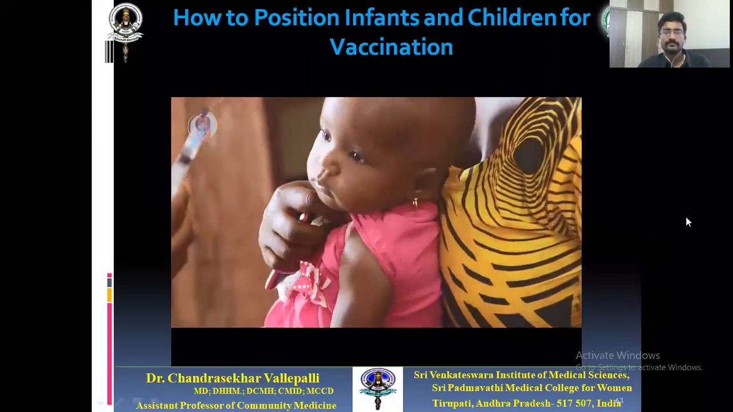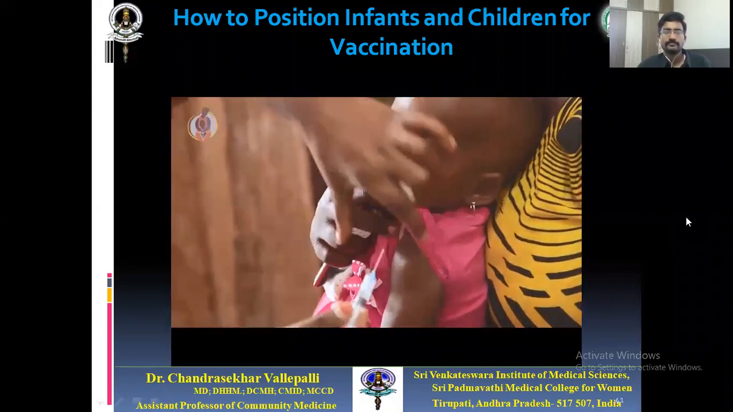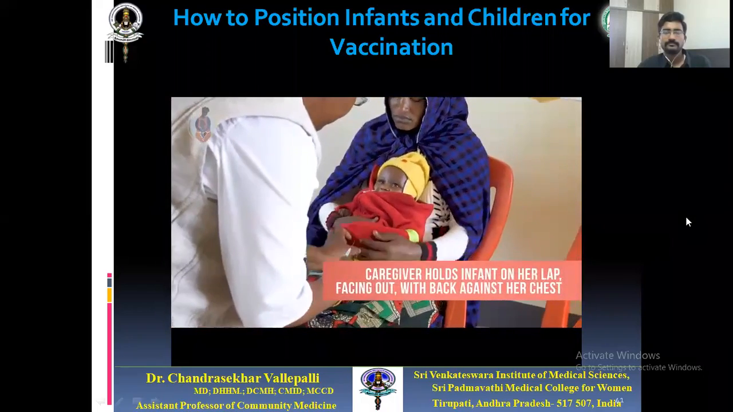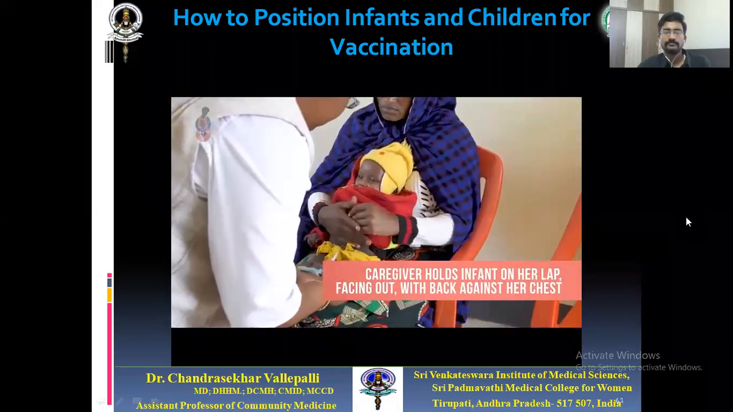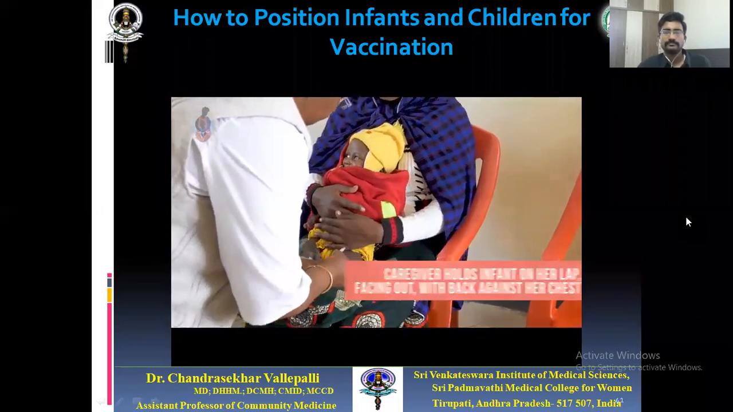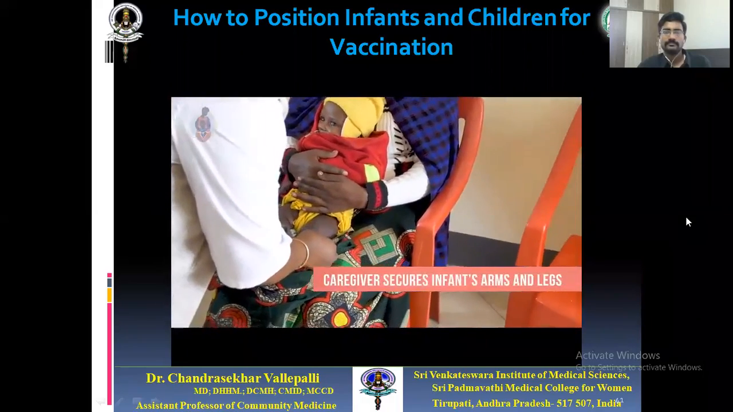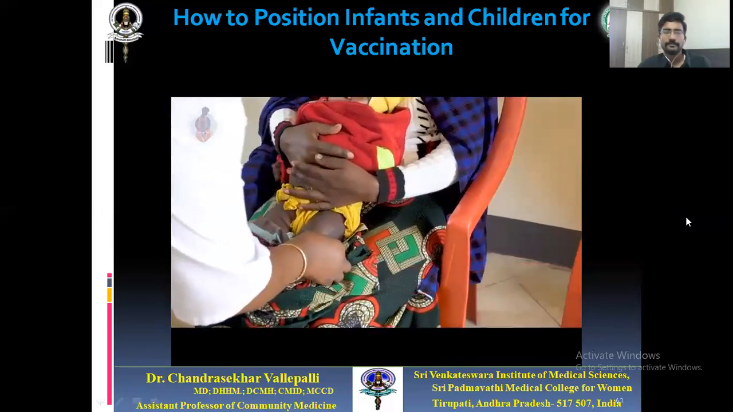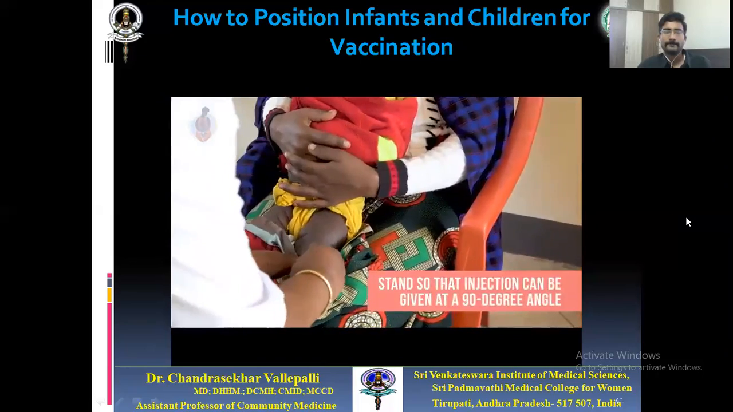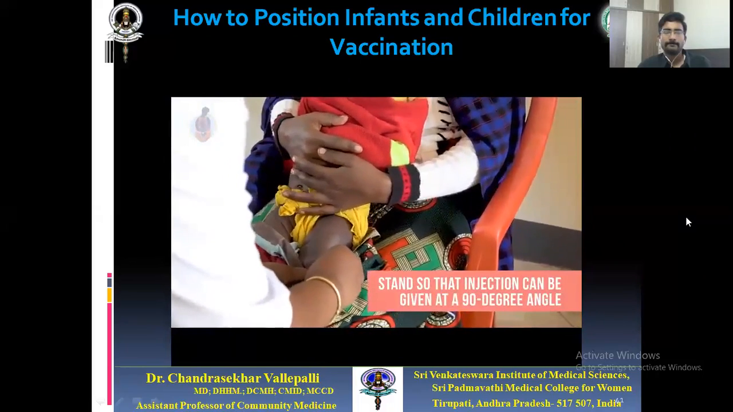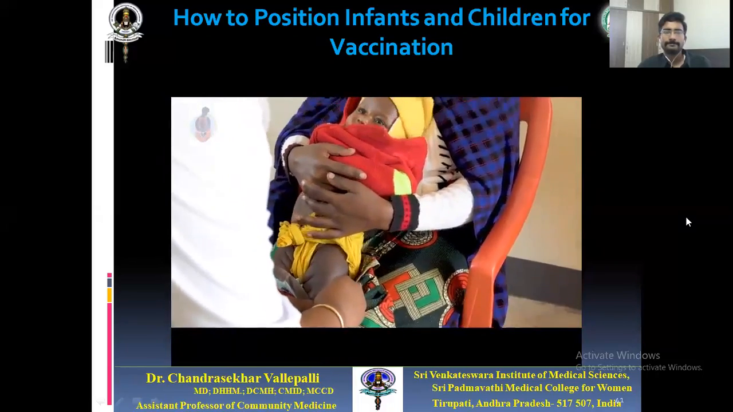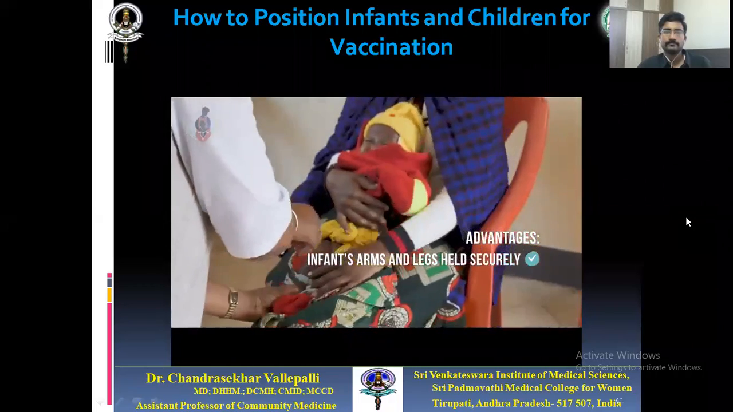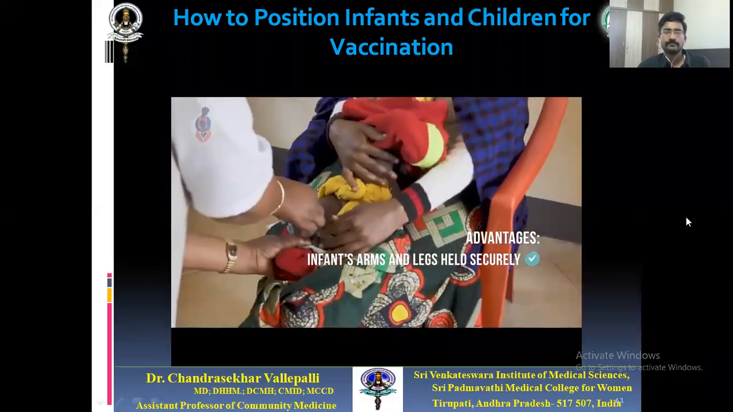The upright position is when the infant is sitting upright on the caregiver's lap, facing out. The caregiver rests the infant's back against her chest. She hugs the infant's upper body and arms with one arm and uses the other arm or her knees to hold the infant's legs. When you give the injection, stand at the level where it can be given at a 90-degree angle.